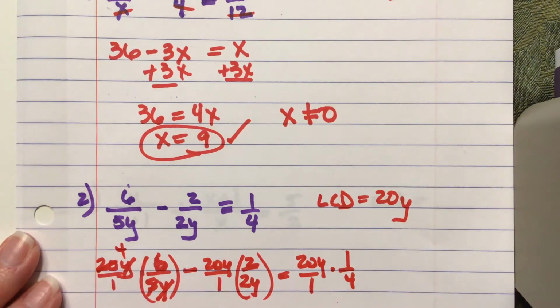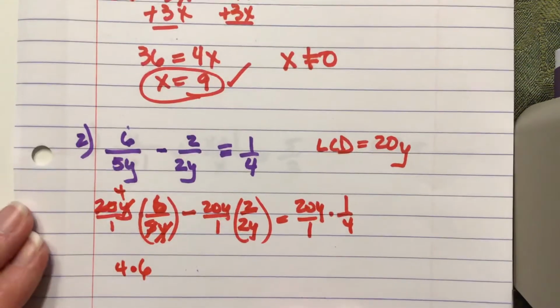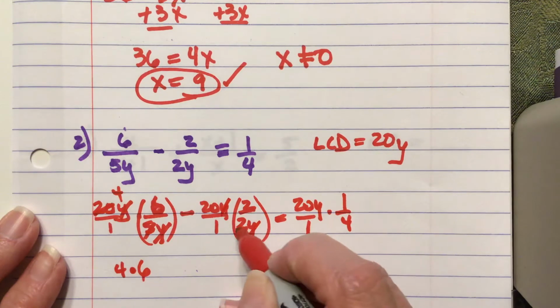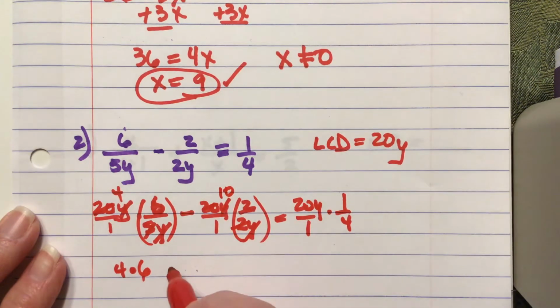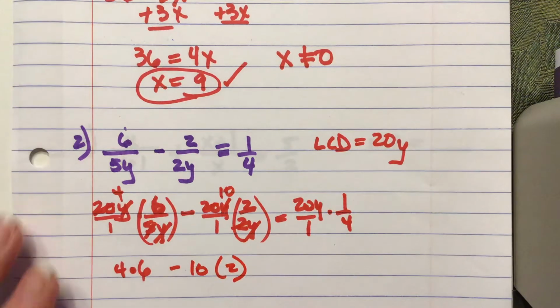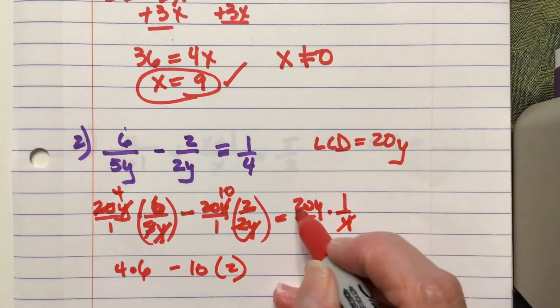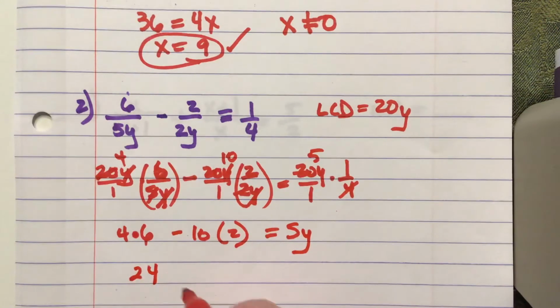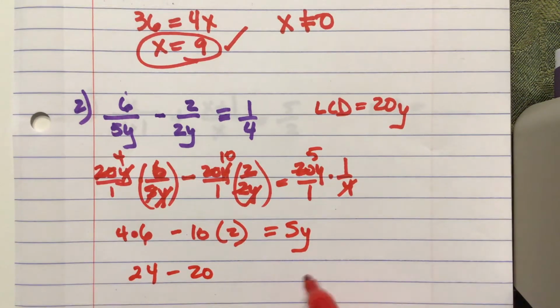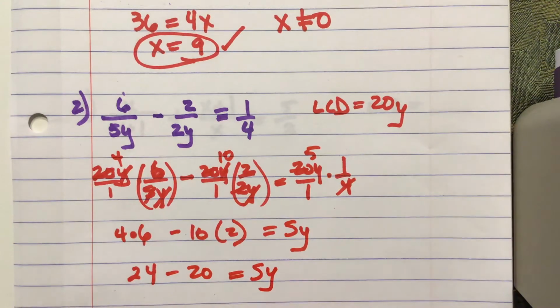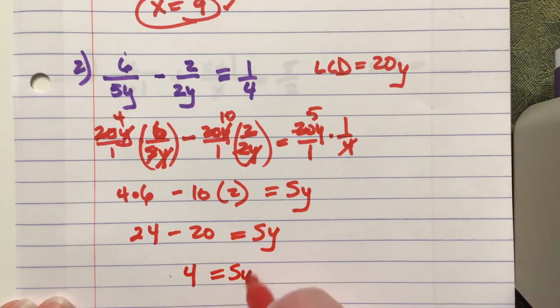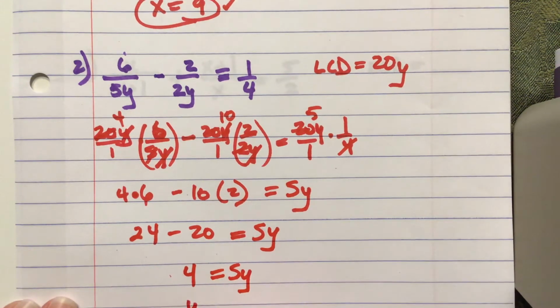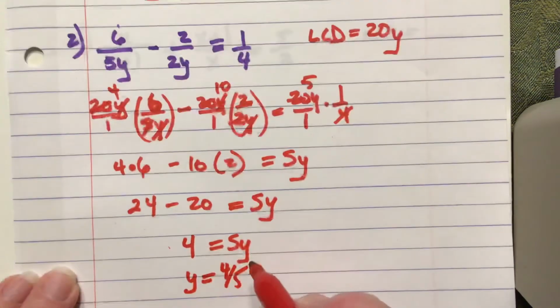So this becomes 4 times 6. Then over here, y and y cancel. 2 and 20 become 10. So this is minus 10 times 2. And 4 and 20 cancel to give me 5, so that equals 5y. So now I have 4 times 6 is 24, minus 20, is equal to 5y. 24 minus 20 is 4, is equal to 5y. So y is equal to 4 over 5.